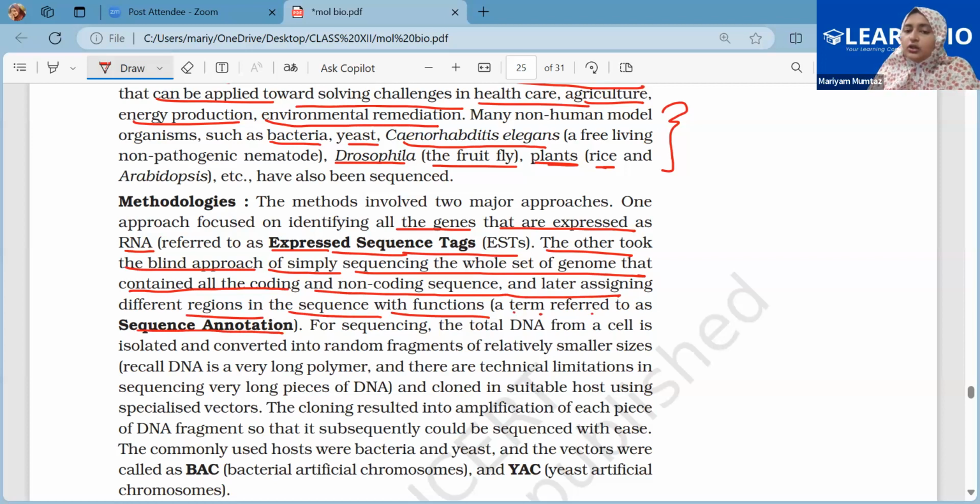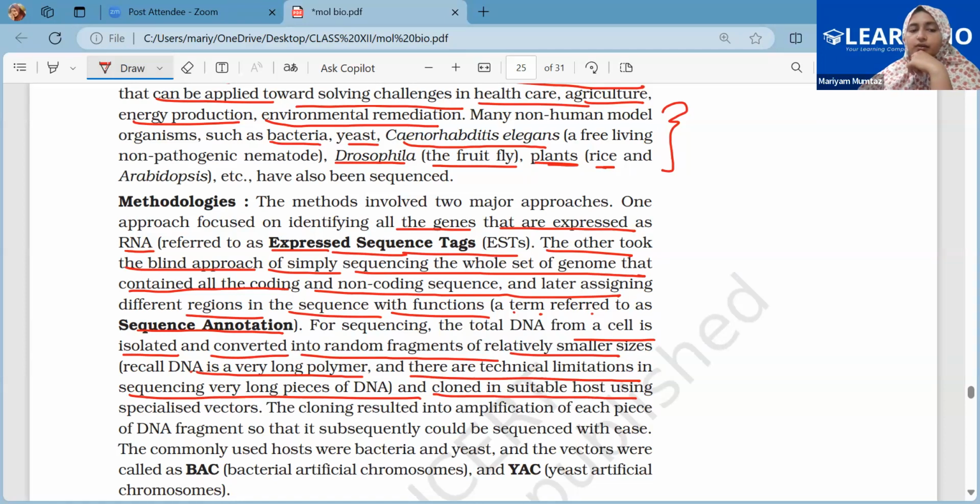Now for sequencing, the total DNA from a cell is isolated and converted into random fragments of relatively smaller sizes. Recall that DNA is a very long polymer and there are technical limitations in sequencing very long pieces of DNA. So that is why smaller pieces of it were made. After that, cloning was done in a suitable host using specialized vectors. Cloning means making multiples of the number. Cloning resulted in amplification of each piece of DNA fragment so that it could subsequently be sequenced with ease.